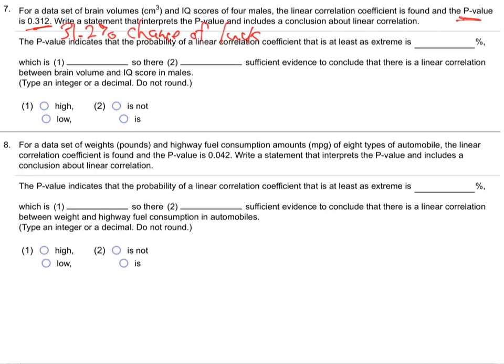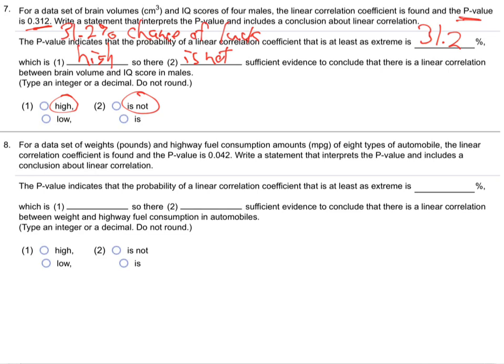That's a pretty good chance of luck. You want that below 5% to say evidence is strong. So we're thinking no, the p-value is 31.2%, which is high. That's a high value. So there is or is not sufficient evidence to conclude that there is a linear relationship. That's just too high. We don't believe it.